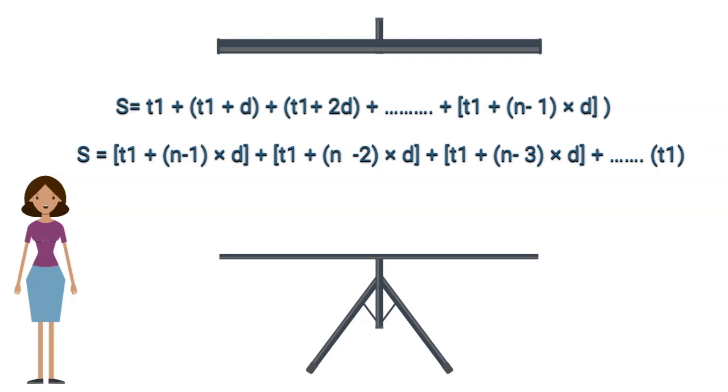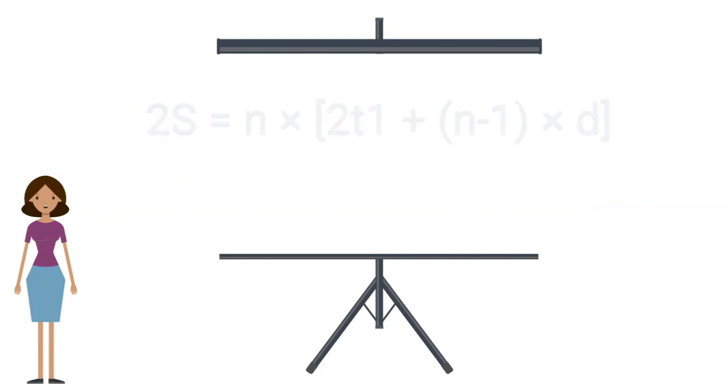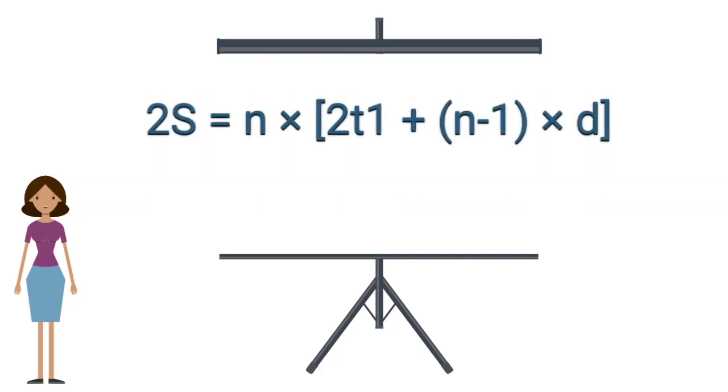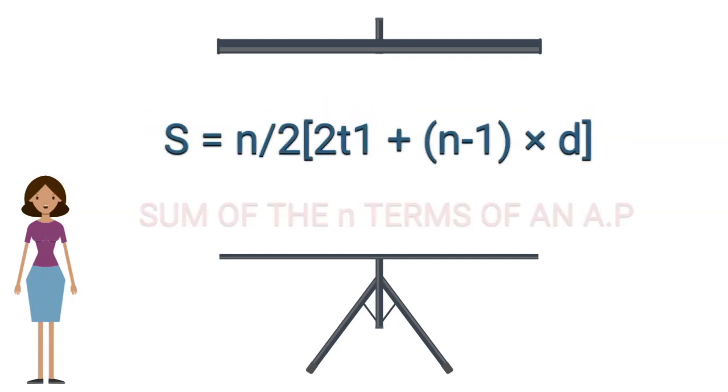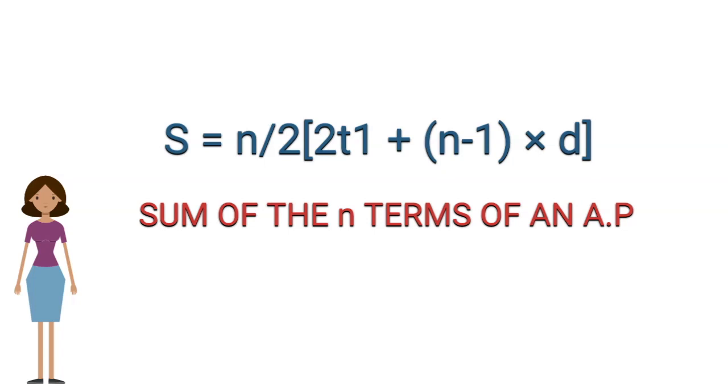Adding both the equations term-wise, we have 2S equals (2T1 plus (n-1) times D), plus (2T1 plus (n-1) times D), plus (2T1 plus (n-1) times D), plus (2T1 plus (n-1) times D), n terms. So 2S equals n times (2T1 plus (n-1) times D). S equals n/2 times (2T1 plus (n-1) times D). This is the formula for the sum of n terms in a series.